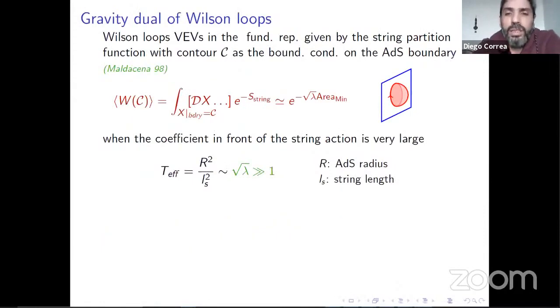Since I would like to discuss this problem in the context of the AdS/CFT correspondence, I should tell you the description of a Wilson loop on the dual gravity side. At least for the fundamental representation, which is the case I'm going to be considering today, you can compute the expectation value of the Wilson loop by computing the partition function of an open string. The information about which contour you are considering enters as a boundary condition. More precisely, you have to compute this path integral over all the configurations of open strings whose endpoints land on the contour at the boundary of AdS. This is a sketch of one of those configurations. This is typically a very complicated computation to do.